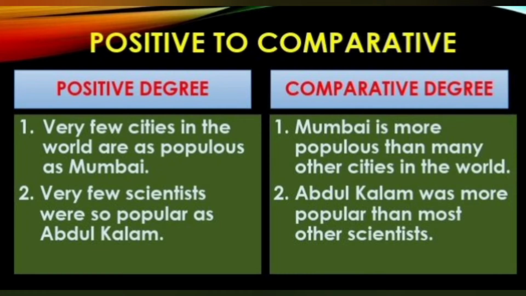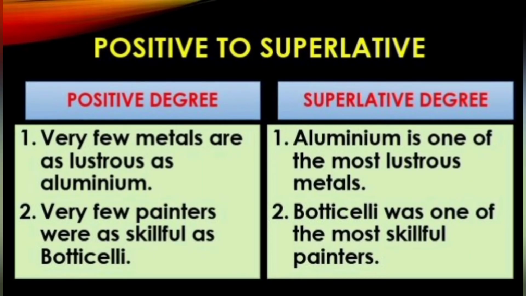So this is a transformation from positive to comparative. Then we shall go to positive to superlative transformation. First example: very few metals are as lustrous as aluminium. So first we have to divide into 4 parts. Very few metals, first part. Second part, are. Third part, as lustrous as. And the fourth part, aluminium.